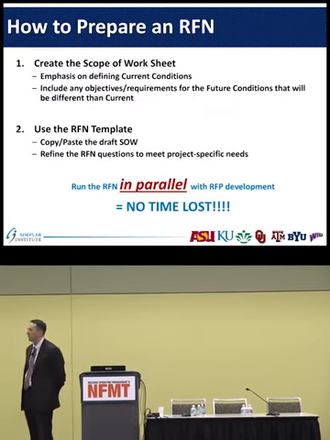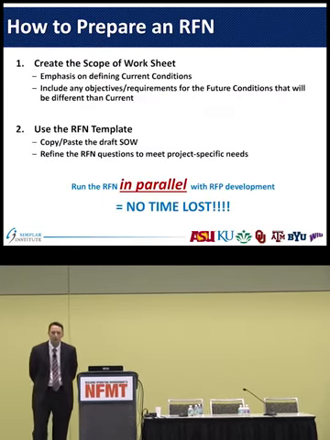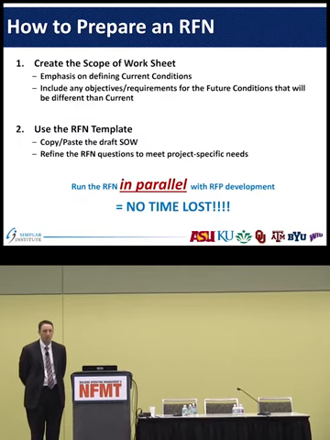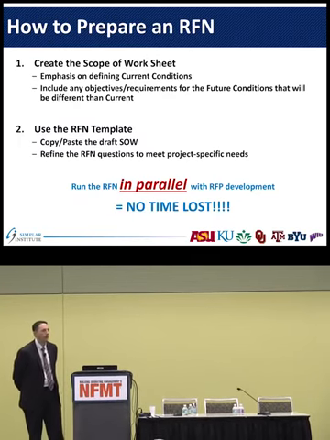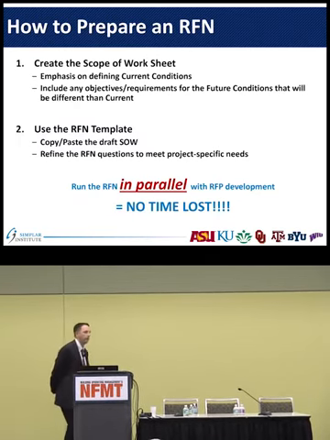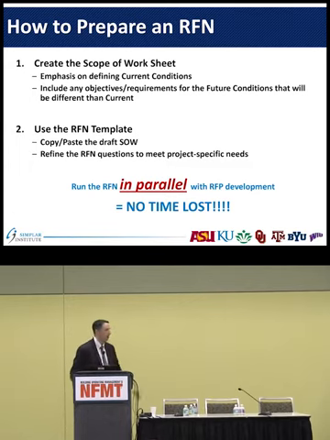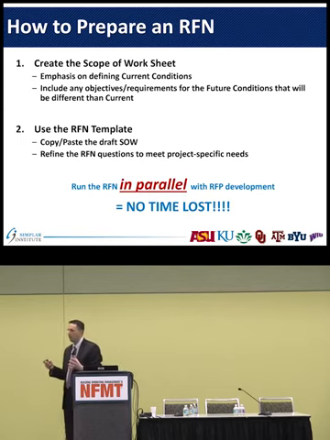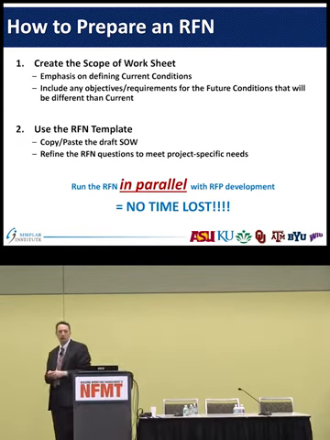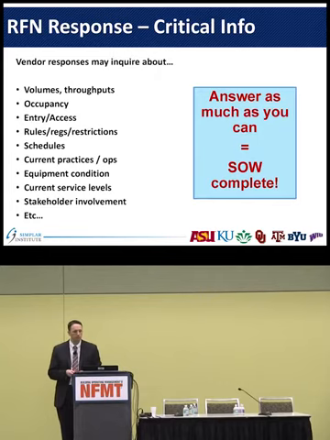So the way you do this is, the first step is you update and create your scope of work. That's the first thing. Then you take your RFN template and you issue that to the industry, on projects where you're not exactly sure what's going to happen. So you issue it to the industry, and they will respond back to you. Now you can do this in parallel with your actual RFP document, so there's no lost time as to how we're going to move forward with that.